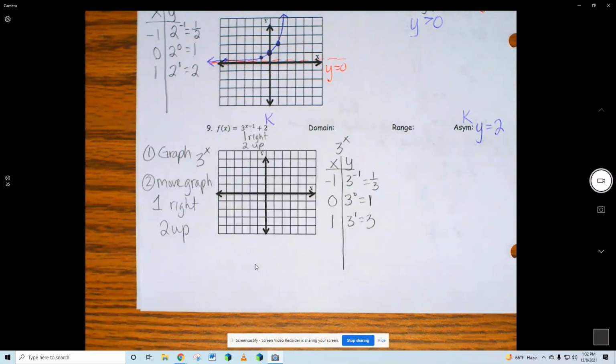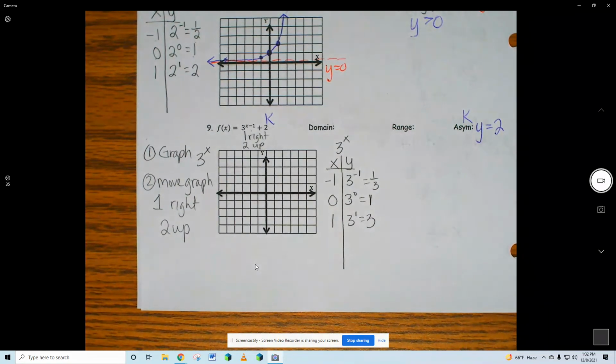Okay, so those are the ordered pairs that I'm going to graph first. This is called my parent function. Remember that word parent function? Where are my other graphs originating from? 3 to the x is the parent function, and then I'm going to do a shift and a movement.